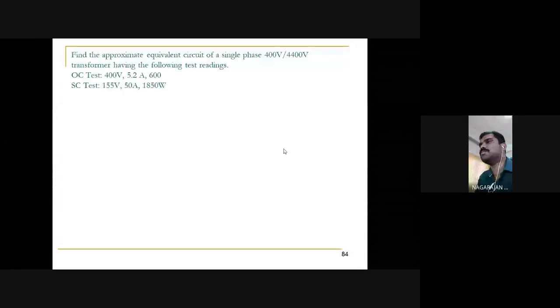Do you have any doubt in the previous problem? So next problem, similar to that, we are going to find out the approximate equivalent circuit of a single phase transformer, which is rated 400 volts per 4400 volts. And the test results have been given. Open circuit test result is 400 volts, 5.2 amperes, 600 watts. Short circuit test result is 155 volts, 50 amperes, 1850 watts. For this, we have to find out the approximate equivalent circuit.